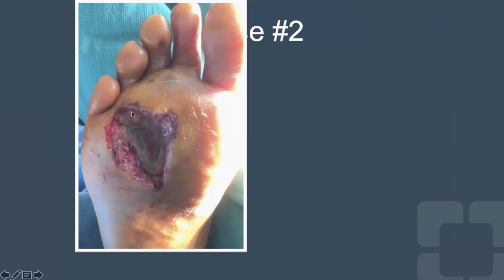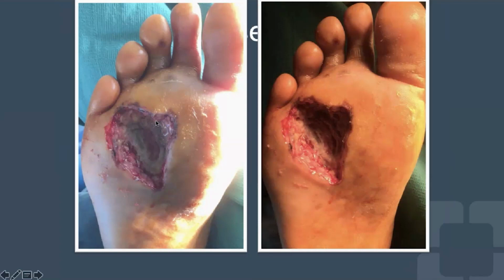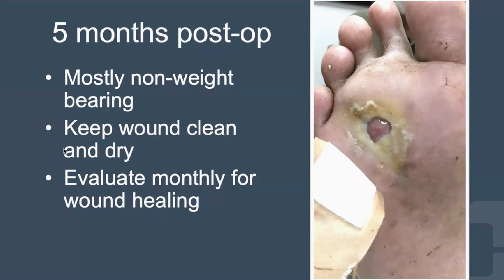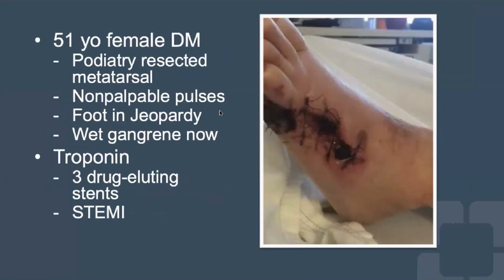This was the foot again during that same hospitalization, though. And then I did debride it a little more because that slough in the bottom did not look great. And this is a picture 5 months post-op of this gentleman where he's been mostly non-weight bearing. You got to keep the wound clean and dry and evaluate monthly for wound healing. We can have excellent results with improved revascularization. So maybe we can stop cutting the legs off of some of these patients.